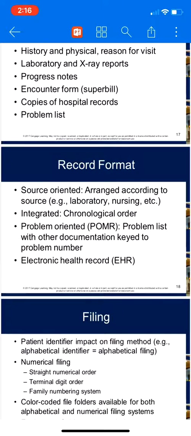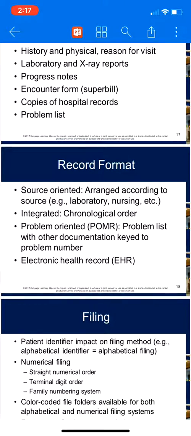The traditional format is called source-oriented format. And if you remember from health records, it is kind of sectioned off where it's organized according to the source of information. So all of your lab results are together. All of your radiology results are together. All your physician documentation is together. All your nursing documentation is together. So it's put together by the source of the information.